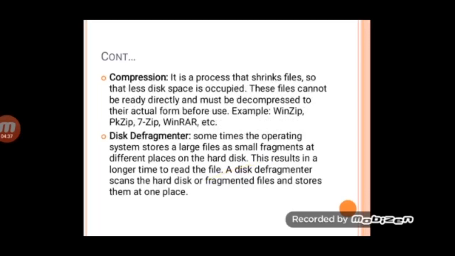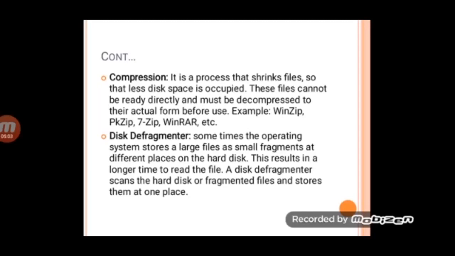Compression. It is the process that shrinks a file so that less disk space is occupied. This file cannot be read directly; it must be decompressed to its actual form before use. The examples are WinZip, PKZip, 7-zip, WinRAR, etc.